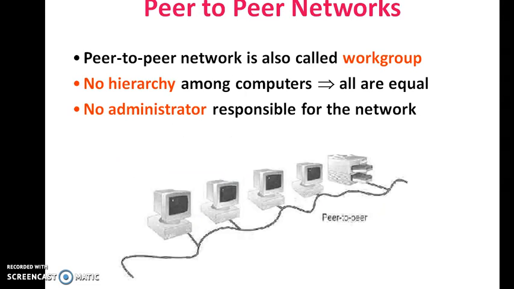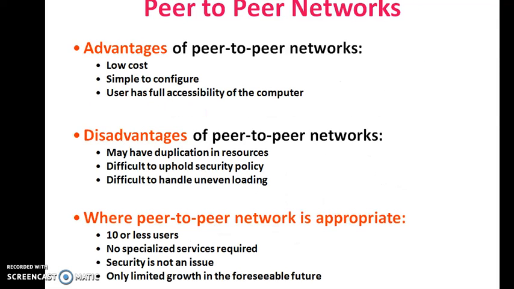What other category? Based on management. It can be P2P networks. What do you call P2P networks? The basic point is person-to-person connectivity. That means there is no hierarchy among computers, all are equal, no administrator. They form a work group and they communicate. Why do we use P2P networks? Because it has the advantages of low cost, simple to configure, and the user has full accessibility of the computer.